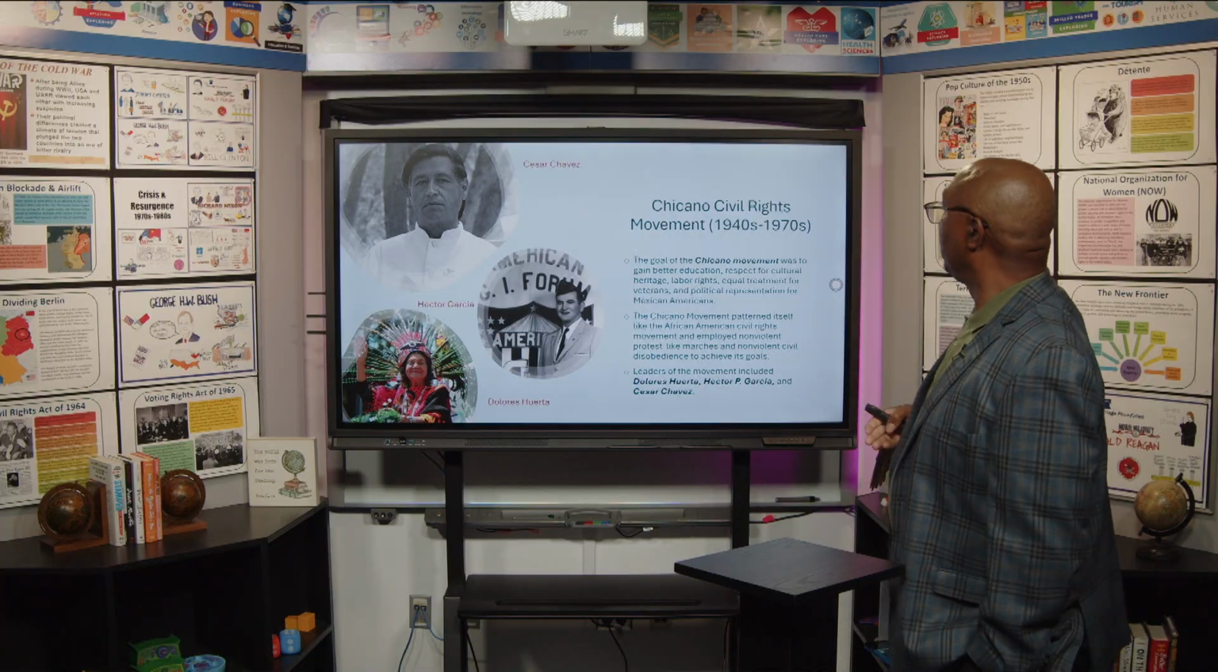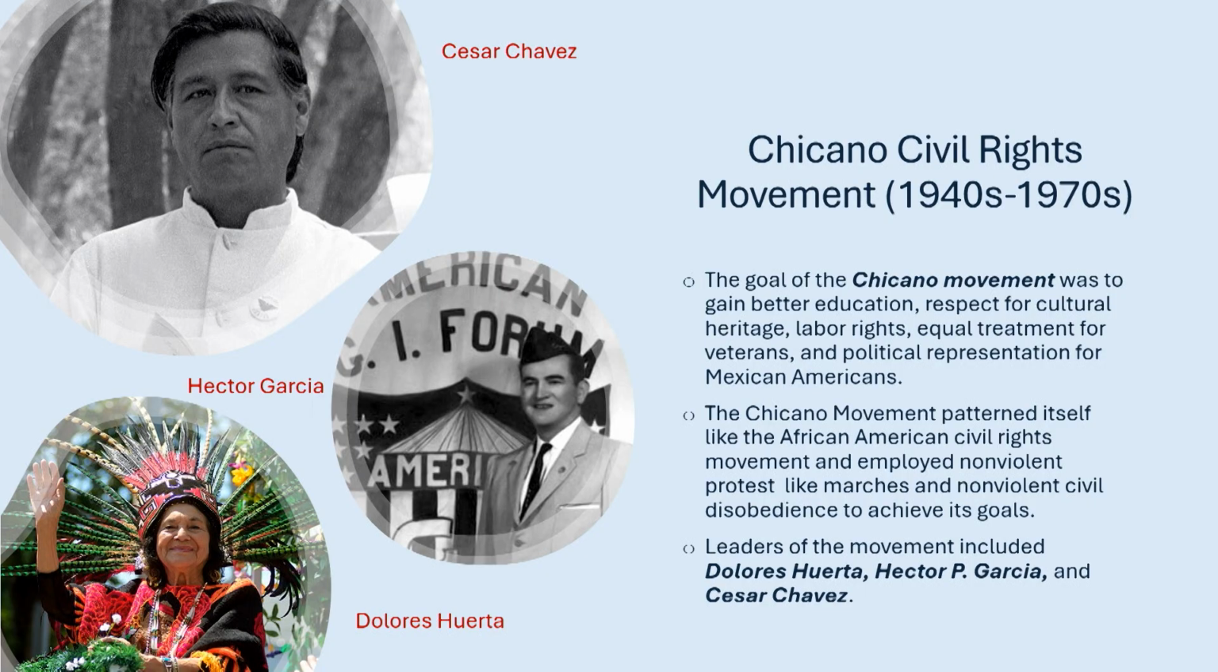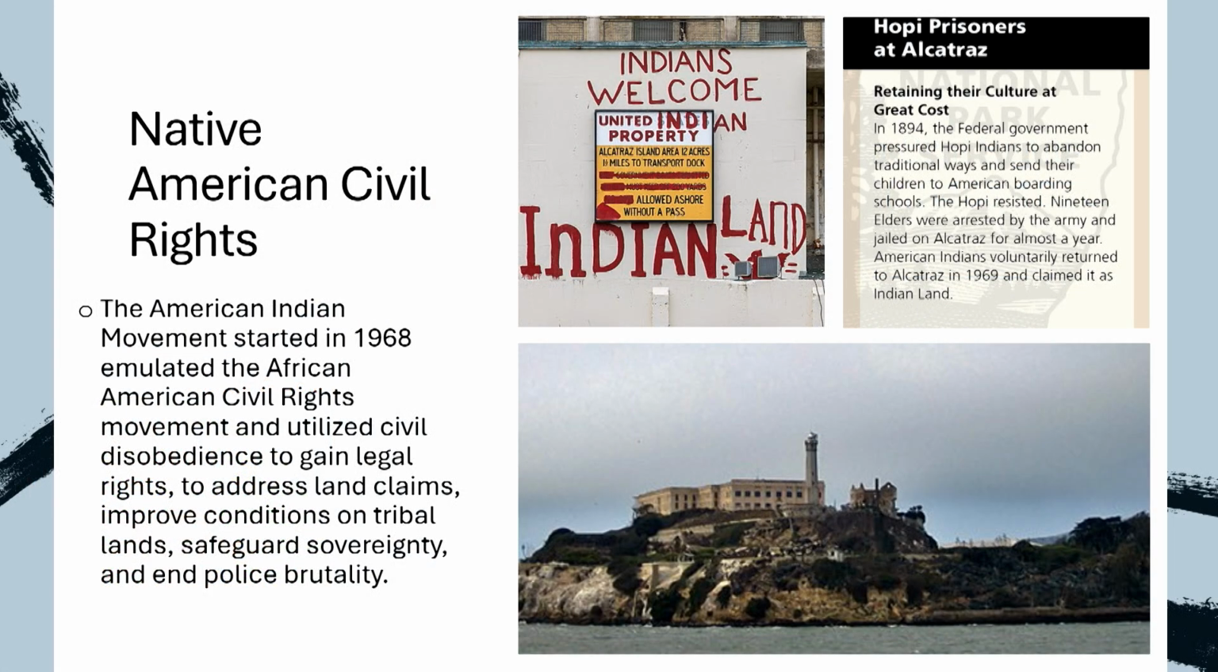The Chicano movement, the 1940s through the 1970s. The goal of the Chicano movement was to gain better education, respect for cultural heritage, labor rights, equal treatment for veterans, and political representation for Mexican Americans. The Chicano movement patterned itself like the African American Civil Rights Movement and employed nonviolent protests like marches and nonviolent civil disobedience to achieve its goals. Leaders of the movement included Dolores Huerta, Hector P. Garcia, and Cesar Chavez.